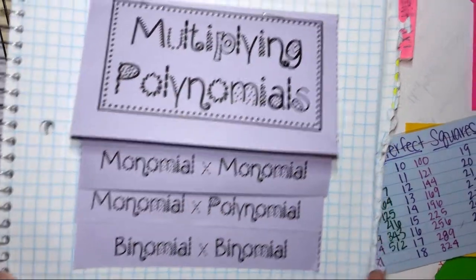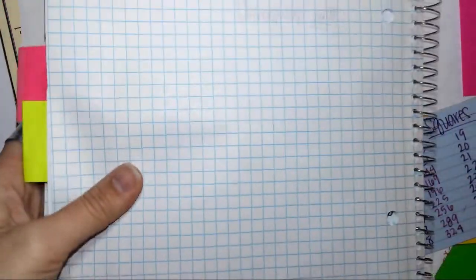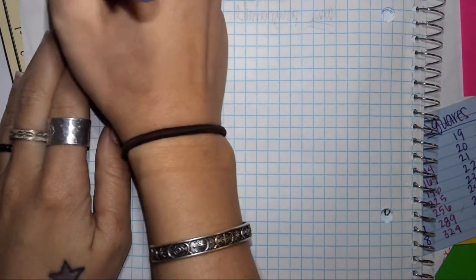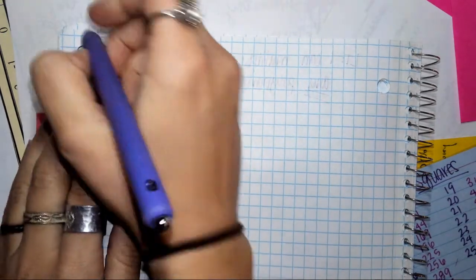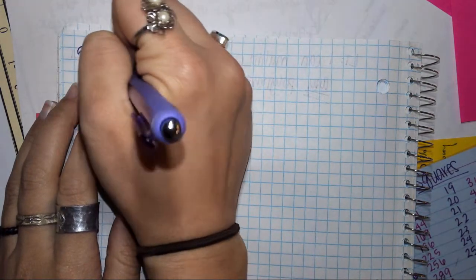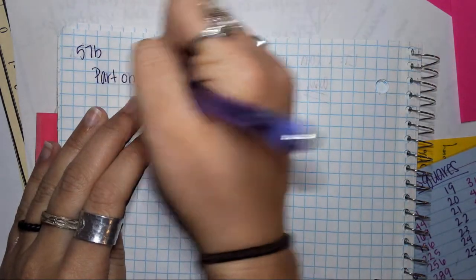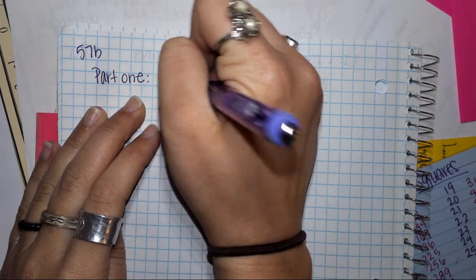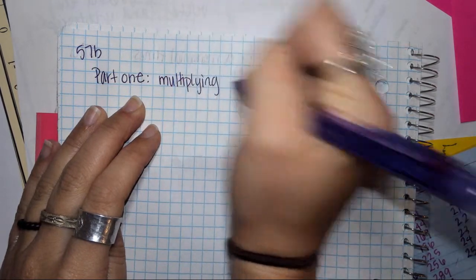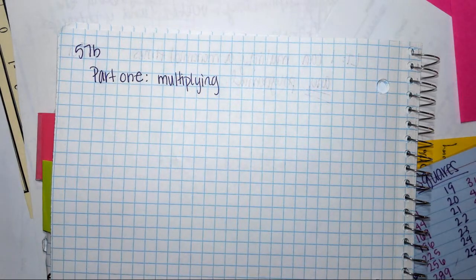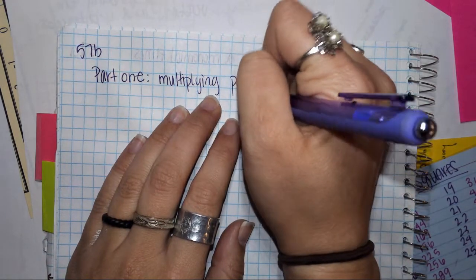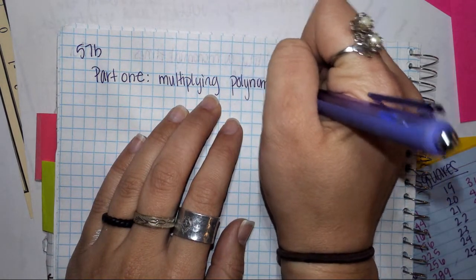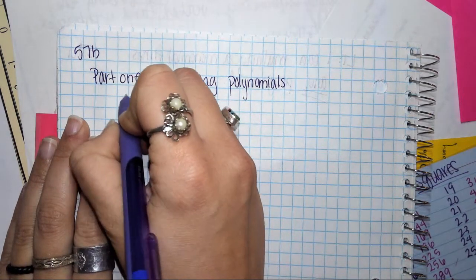So what I want you to do is turn to the next page, 57B. And at the top of your paper, I want you to write part 1. Multiplying. Polynomials. Sorry, I thought the intercom was coming on. All right, A.